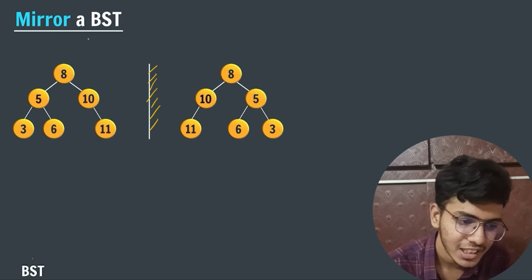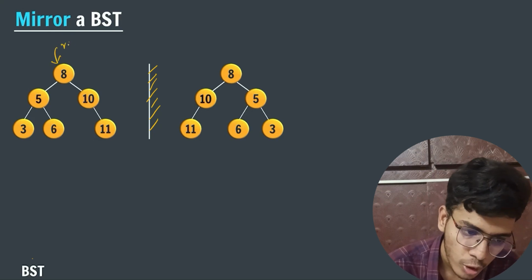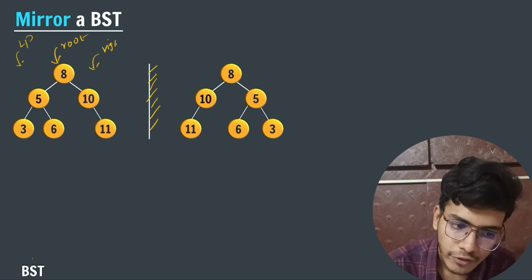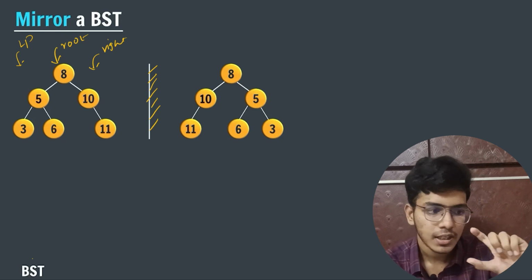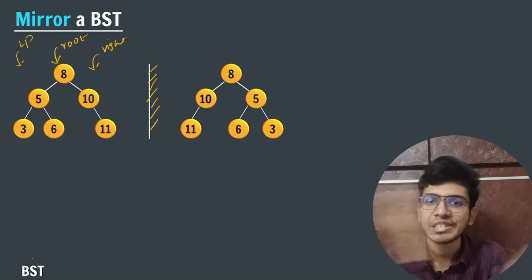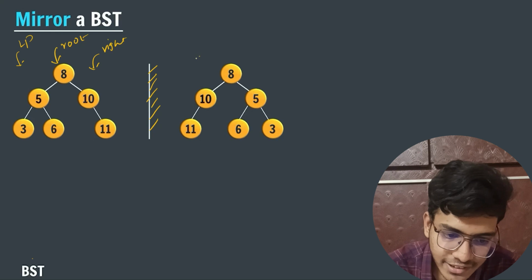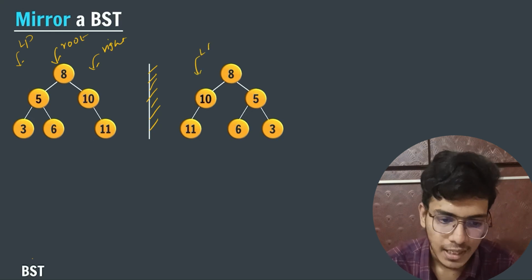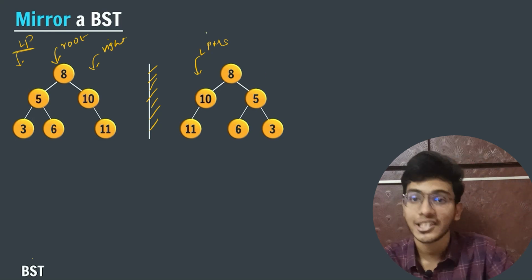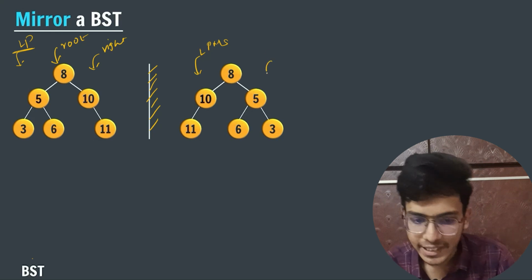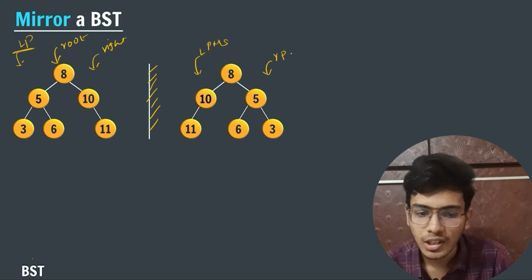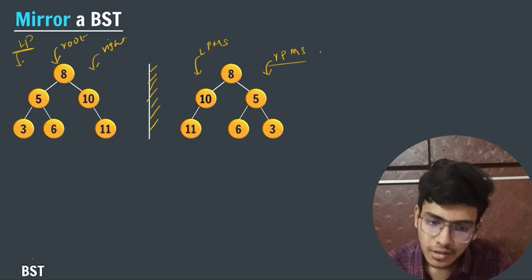Similarly, this is my BST, right? This is my root node, this is my left part and this is my right part. Now if you put it in front of a mirror, you will observe that the left part and the right part are inverted horizontally, or you can say swapped. You can see that the right part is coming on the left side in the mirror, and the actual left part is coming on the right side in the mirror view.